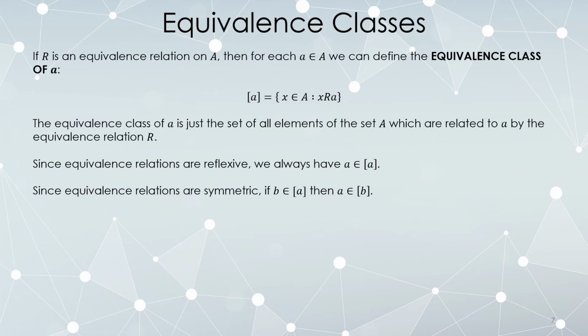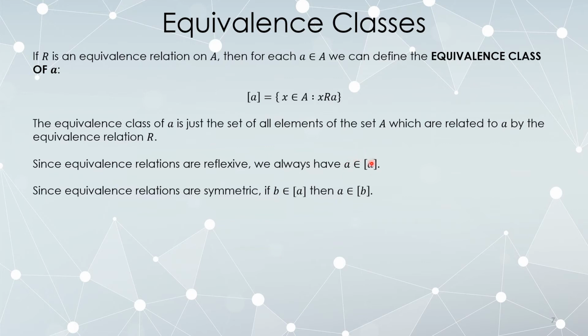So if R is an equivalence relation on A, so we have reflexivity, symmetry, and transitivity, we can define what's called the equivalence class of that element. It's square brackets around A, and it's everything in the set that is related to it. You can only talk about the equivalence class of A if R is already known to be an equivalence relation. It's the set of all elements which are related to A. Because equivalence relations are reflexive, A is always related to itself, so A belongs to its own equivalence class.